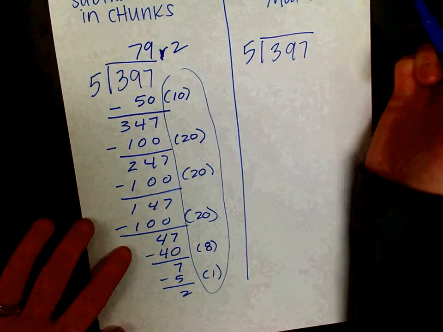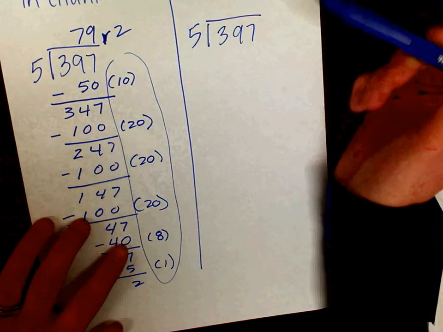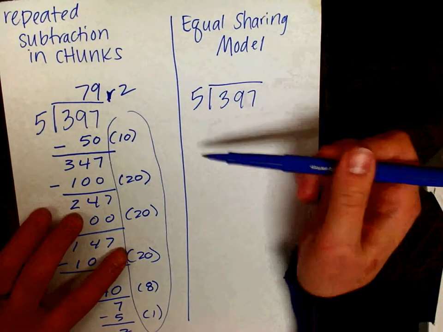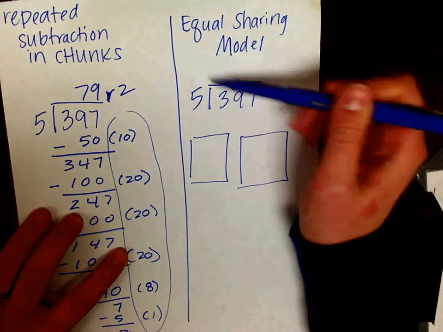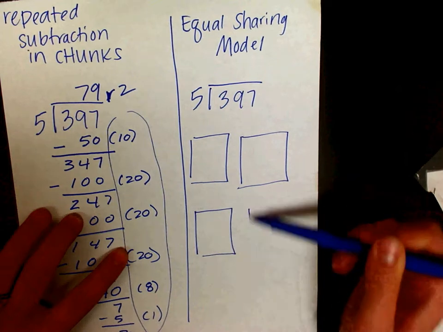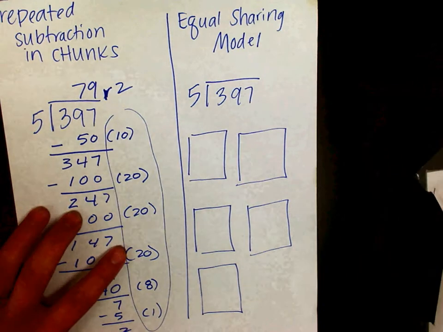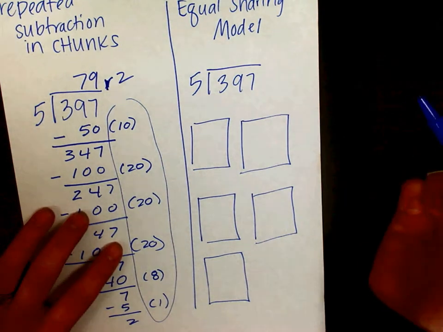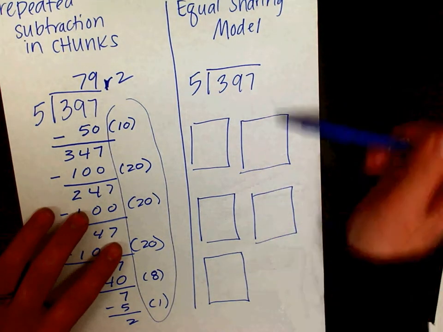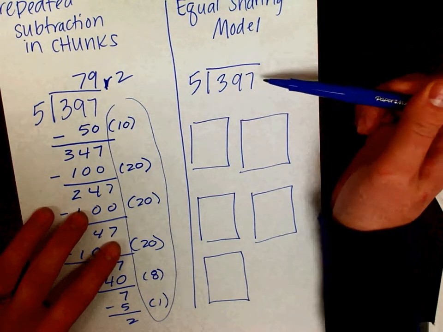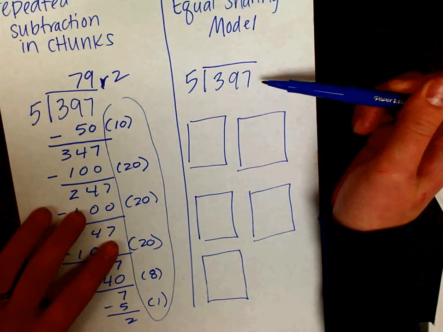Now the other strategy, if this is a little bit difficult to understand, would be to use equal sharing models, something that they've probably used in 3rd grade, where we have the same number of groups as our divisor. So here's my 5 groups, or we could say that there are 5 kids sharing 397 erasers, whatever. But instead of, like last year, putting 1 tally in each box and keeping going until they met that final number, that's not going to be very efficient for these large numbers, so we're going to, again, chunk it. We're going to do it in large quantities.